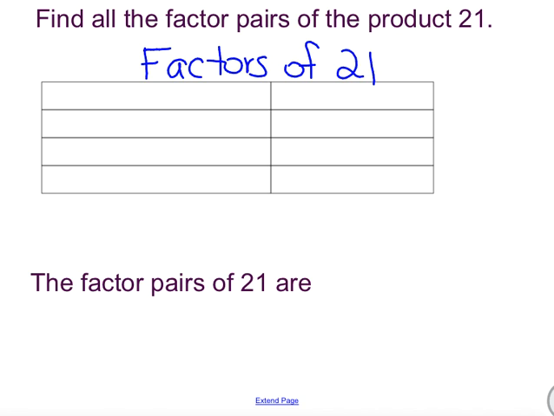I'm going to start the same way as I did before. So I know 1 times 21, so I'm going to put 1 times 21. And then over here in the next column, I'm just going to put 1, 21. So I have the multiplication fact in column 1, and in the second column, I list the 2 factors. Then I try the 2 times tables.